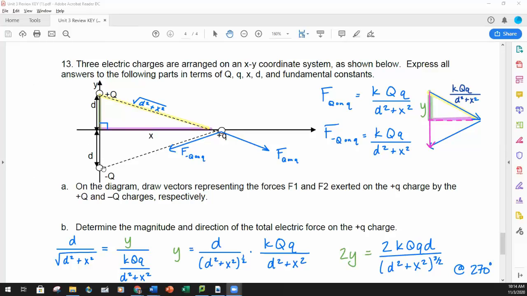So first of all, I'm just going to look at this picture. I'm noticing that I have a positively charged object. I have a negatively charged object. The capital Q's are indicating to me that these charges are bigger than this little q over here.